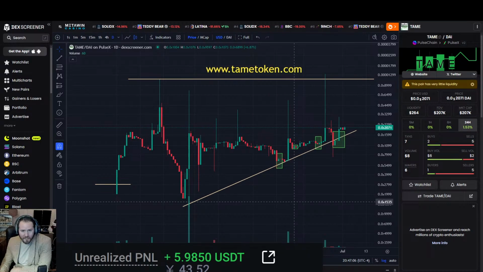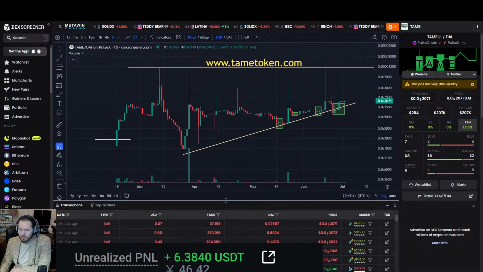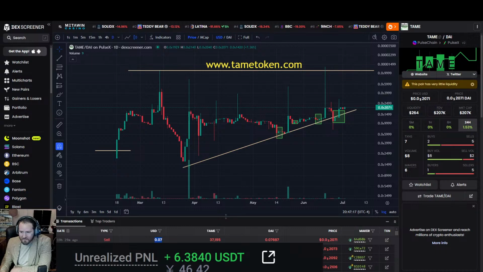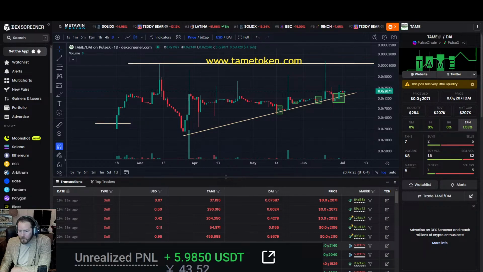And this is on the Pulse Chain Network. It's low liquidity, so it's going to be fun for you guys. I'll send you some crypto for free, some DAI, some Pulse Chain, some Tame tokens, to see what kind of moves you can make. Because if you look right here, this last trade, 7 cents. Someone sold 37,000 Tame token for 7 cents. This person bought 1.5 million Tame tokens for $3.20.